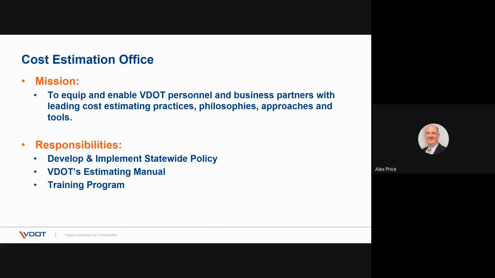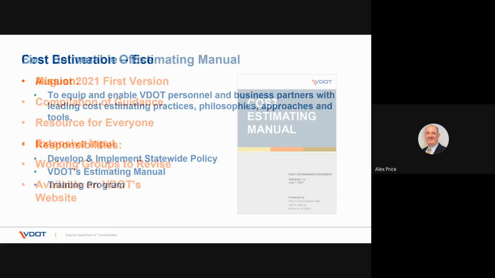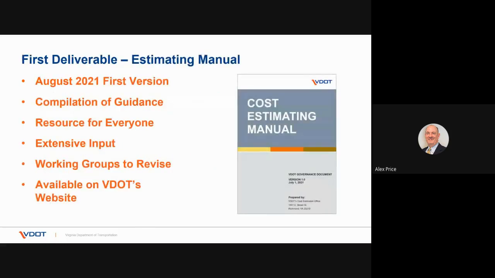To help VDOT, localities, and our transportation industry, this office has been creating the new cost estimating manual and launching a new training program. So the first version of the cost estimating manual was completed on August 2nd, 2021. It is predominantly a compilation of existing VDOT estimating policy, guidance, and tools from various sources, combined with new guidance on specific aspects of VDOT estimating.